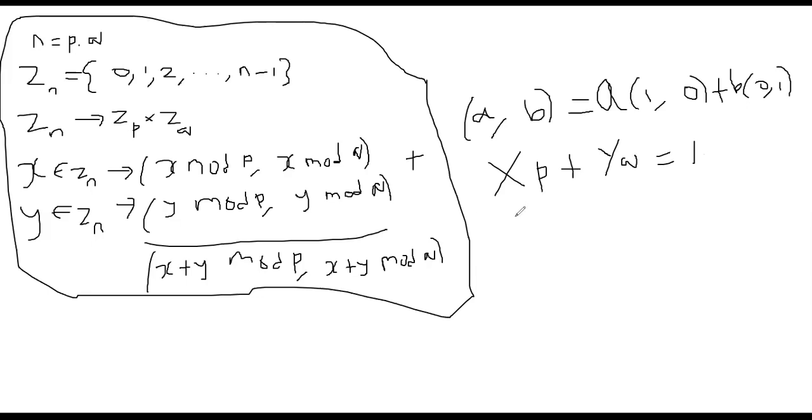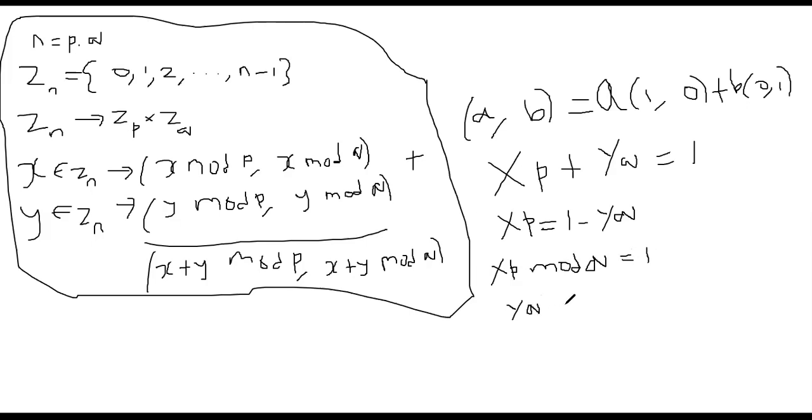We can take xp. xp is the same as 1 minus yq. So what is xp mod q? xp mod q must be 1, because yq gets cancelled out when you do mod q, since yq is a multiple of q. So this is simply 1. What about yq? Similarly, we can write yq is equal to 1 minus xp.